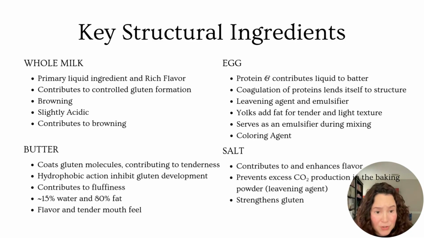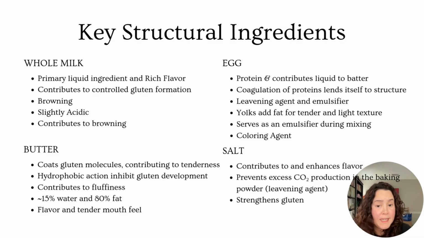I accidentally put salt on twice, but one thing that I forgot to mention in the previous slide is that salt also strengthens gluten. So onto whole milk. In our recipe, 1 cup of whole milk is our primary liquid ingredient. When manipulated with our all-purpose flour, it forms the gluten complex by hydrating the individual proteins. Additionally, milk provides protein in casein and whey and sugar in lactose to contribute to browning, also known as the Maillard reaction.